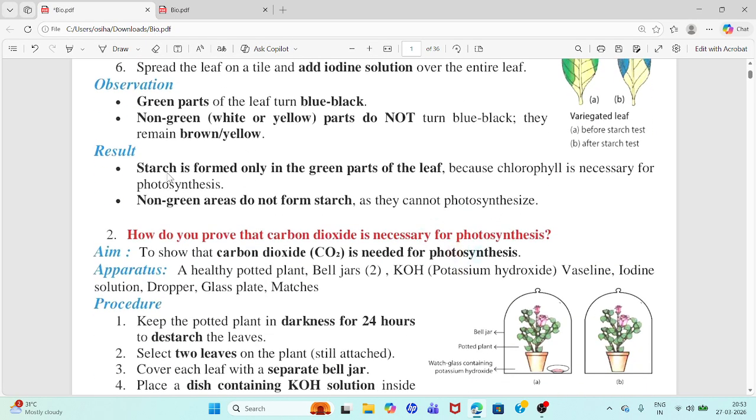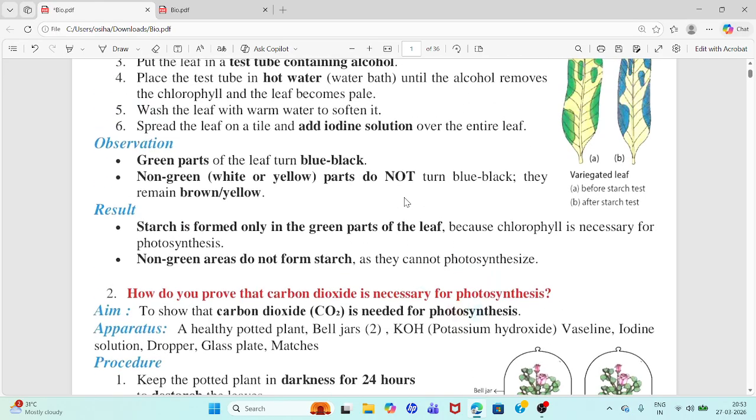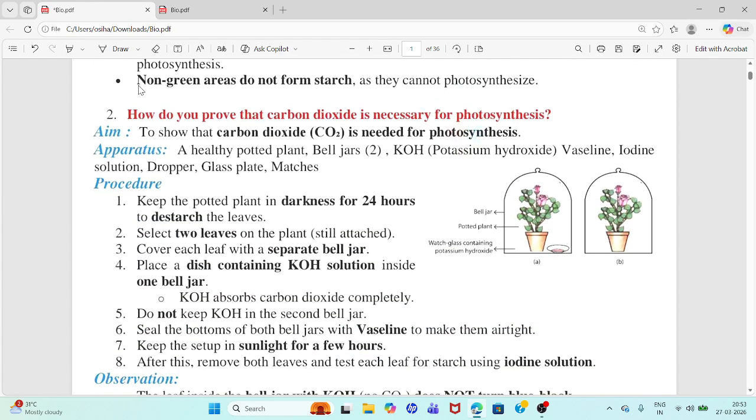Result: starch is formed only in the green parts of the leaf because chlorophyll is necessary for photosynthesis. Second point, non-green areas do not form starch as they cannot photosynthesize. I hope you have understood the first lab activity.